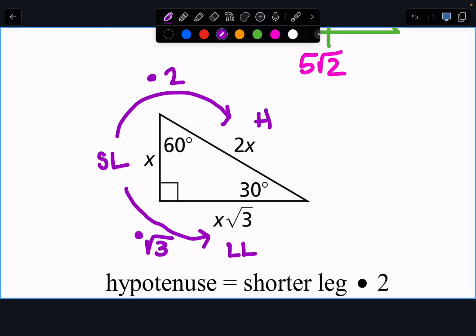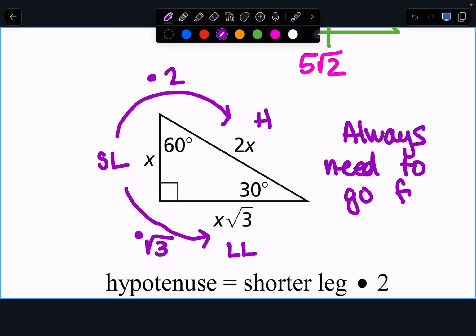Okay. Now, if you do not have the short leg, that is a problem because every rule starts with the short leg. Okay? So we always need to go from the short leg. So if we don't have it, we have to find it first. If we don't have the short leg, we got to get it first, then we can find the other. Okay?